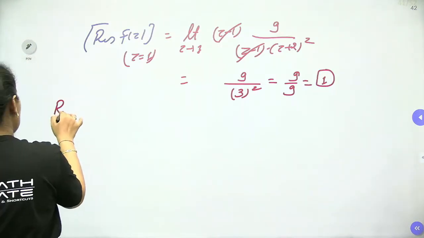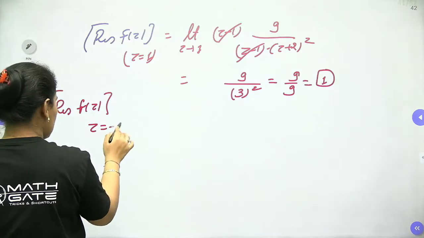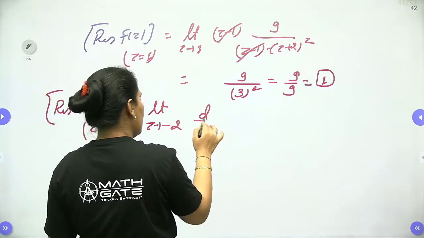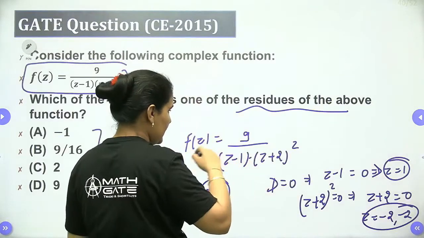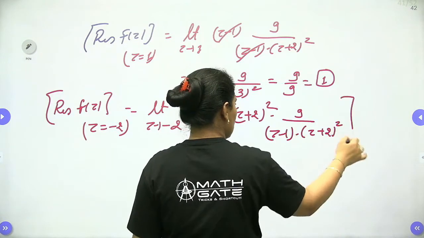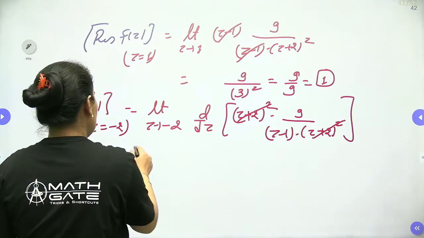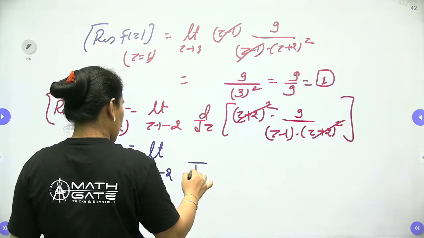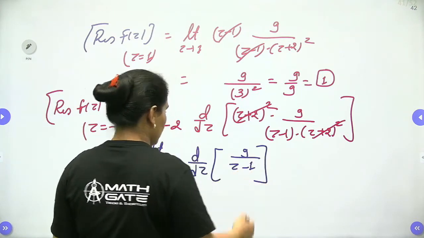We can check the second residue of f(z). Here we have a double order pole at z equals minus 2. So the residue is the limit as z tends to minus 2 of d by dz of (z plus 2) whole square into 9 by (z minus 1)(z plus 2) whole square. The (z plus 2) whole square will cancel out. So it will be the limit z tends to minus 2 of d by dz of 9 by (z minus 1). We have to differentiate this one.